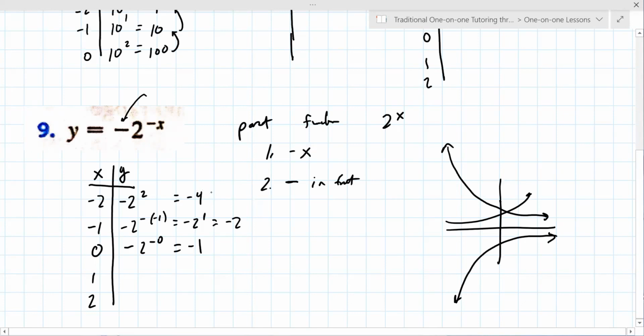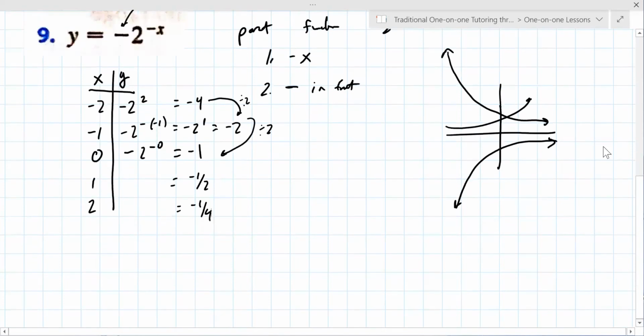And then, notice you go from -4 to -2, -2 to -1. You're dividing by 2 each time. So this is going to be -1/2, and this is going to be -1/4, because you're going down by 2. Okay. And again, we're just confirming what's already over here in the graph. So if I were to make a nice axis here and graph the nice points, -2, -4, -1, -2, 0, -1, 1, 1/2, 2, 1/4.